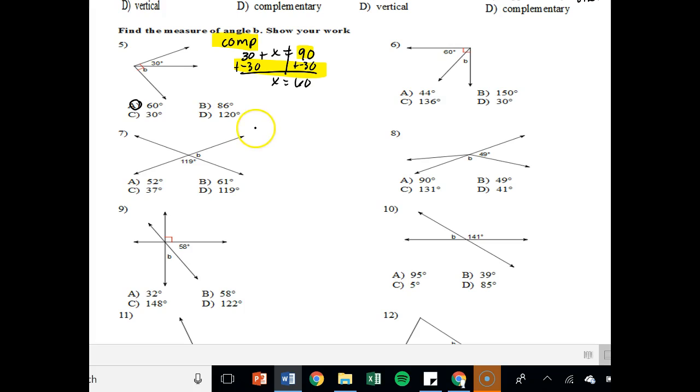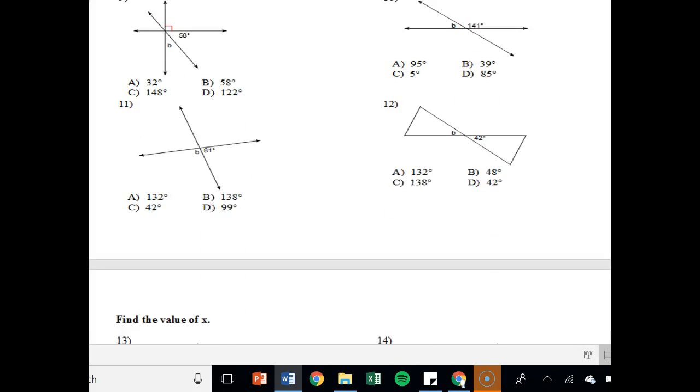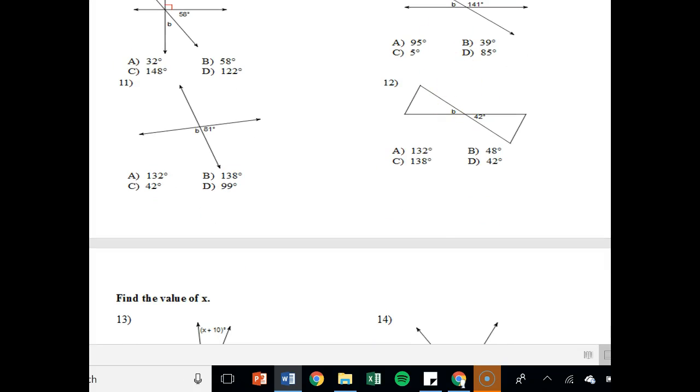For a problem like number 7, you've got a supplementary relationship here. I know it's supplementary because I've got this straight line right there, and I've got two angles around that straight line. So because it's supplementary, I'm going to say 119 plus x equals 180. Once I've done that, I'm going to go ahead and add negative 119 to both sides, and I get x is equal to 61 degrees. So B.